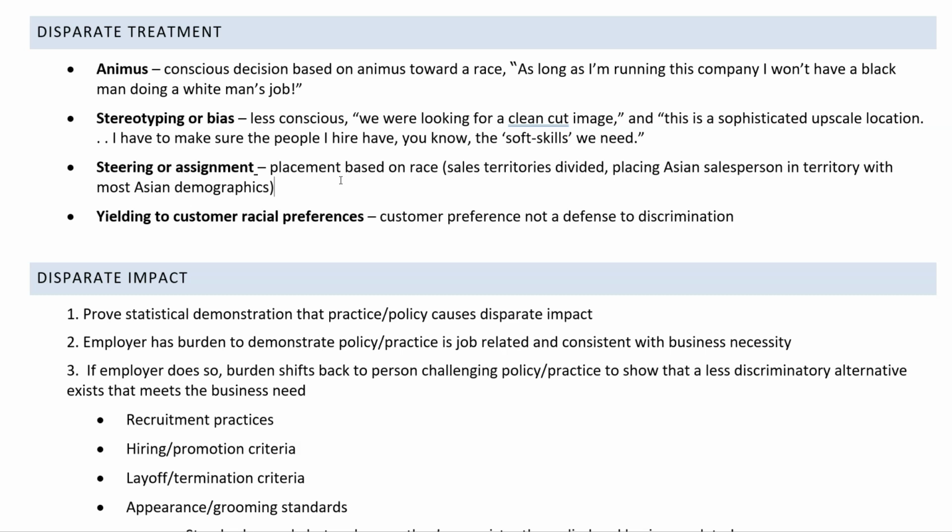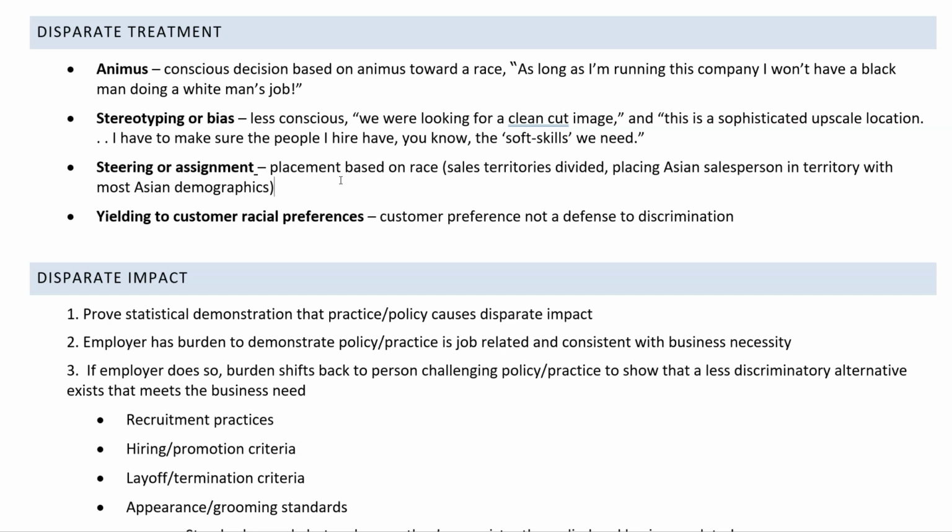Steering or assignment. So placing people based on race. So think about a sales job where I'm going to be going out and working with people in that community, in that territory. And I say, well, this territory right here is very heavily Asian, so I'm going to put the Asian salesperson in that territory. Or this territory trends much more majority black, so I'll put the black salesperson in that territory.